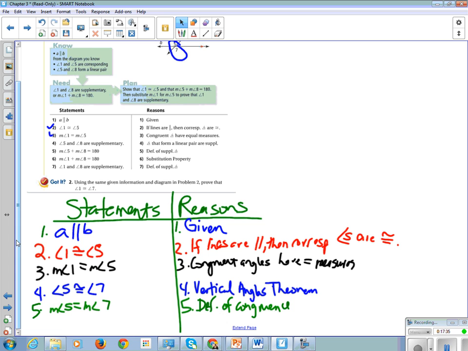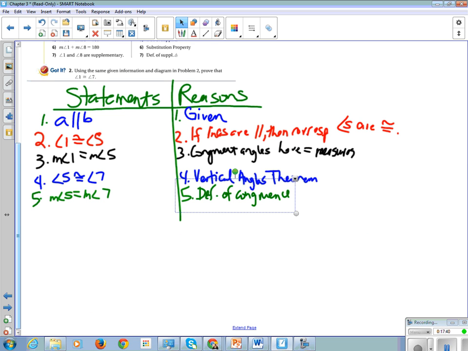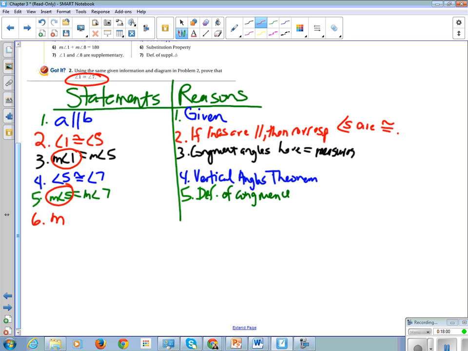Okay, almost there. What's the last thing we have to do? Let's substitute, right? We're going to take out measure of angle 5 and we're going to put measure of angle 1 because that's where we want to end up. We use the substitution.